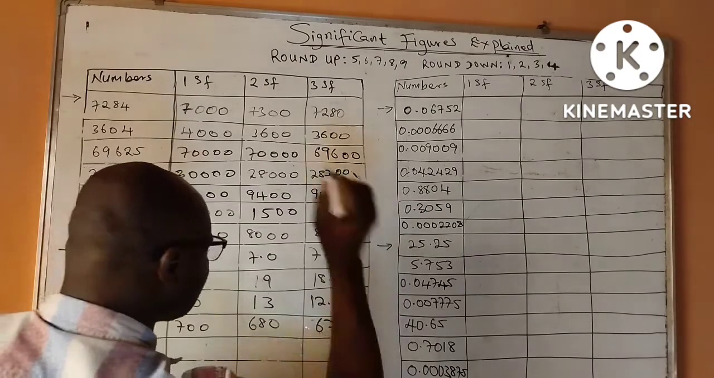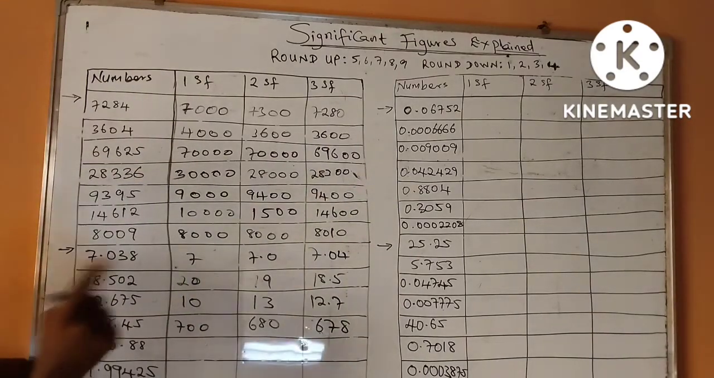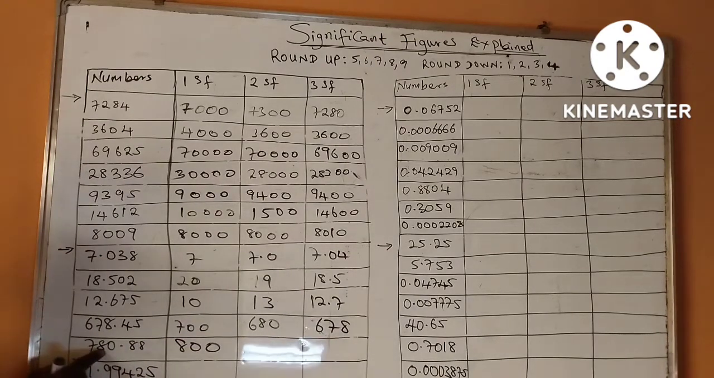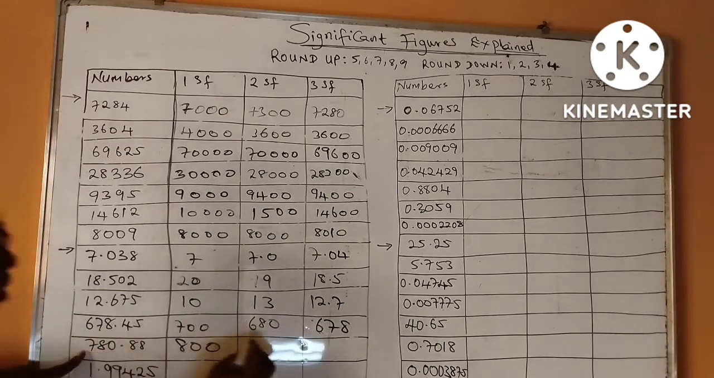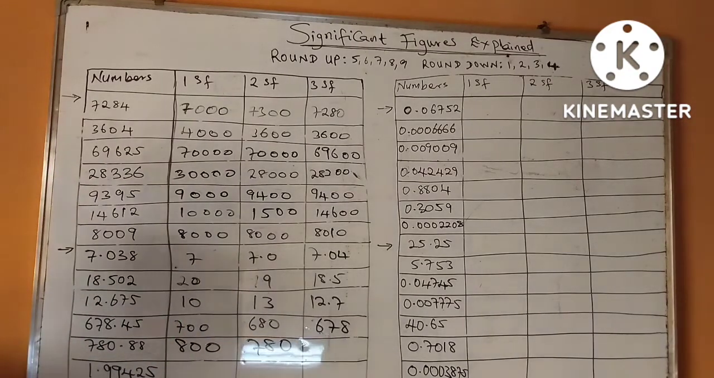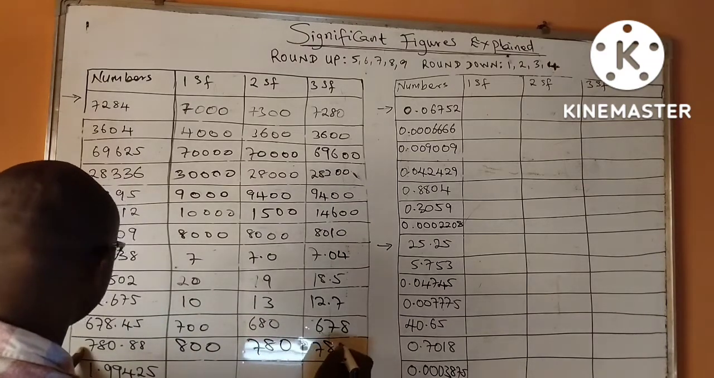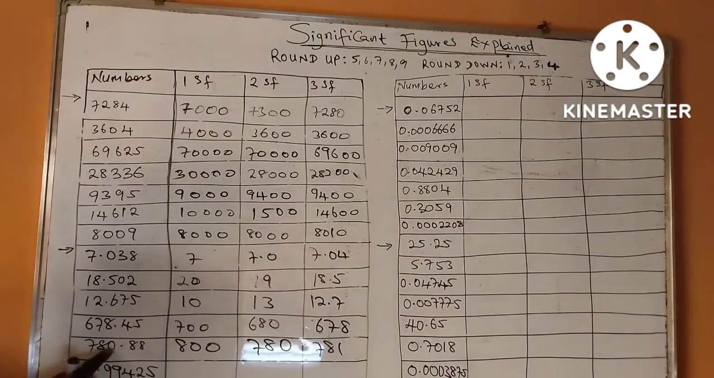6, 7, 8. I have here, to one significant figure, is going to give me 800. That is this, I round it up. Next, 1, 2, is still 780. Next, 1, 2, 3, it is now 781. That is 1, 2, 3.